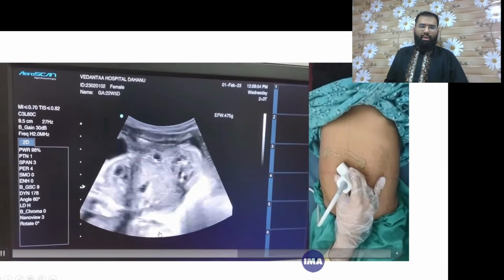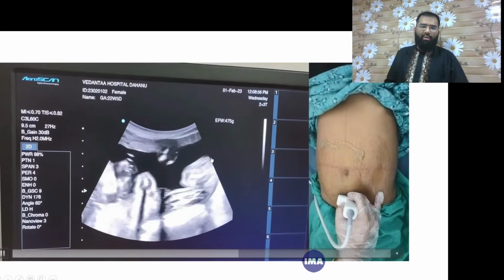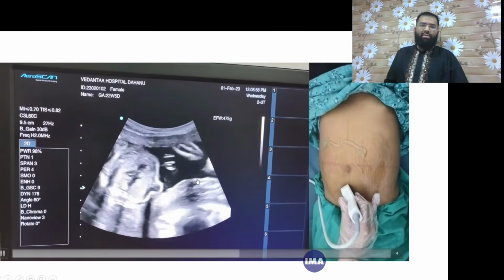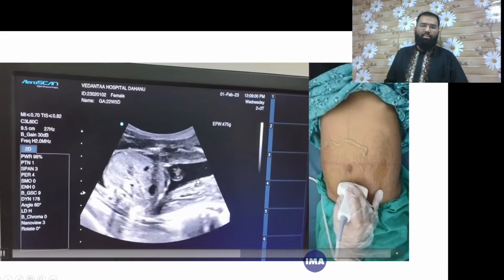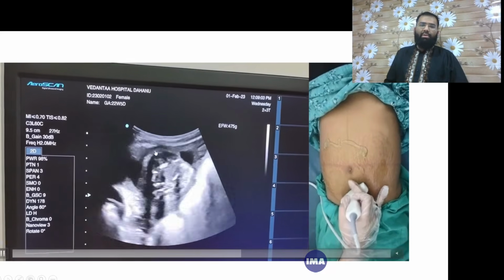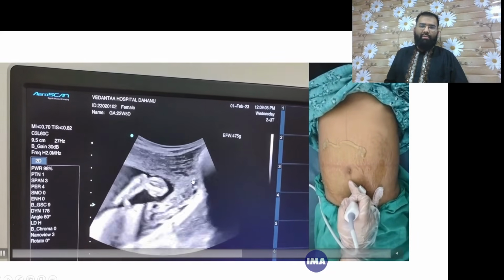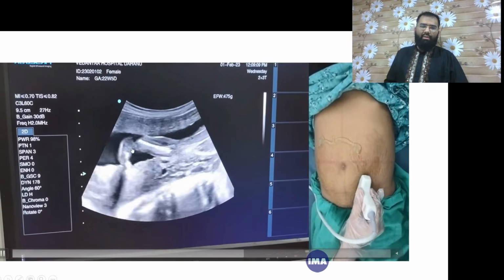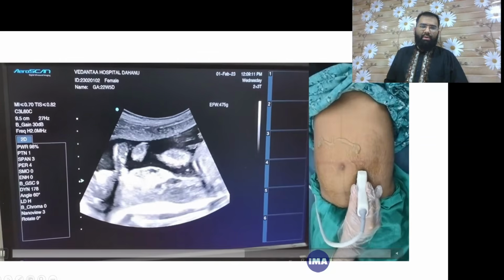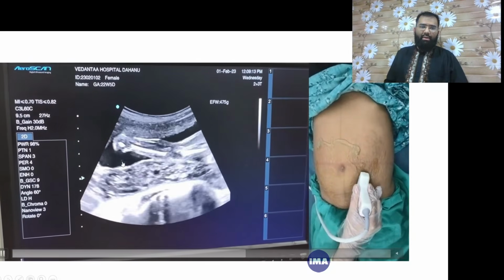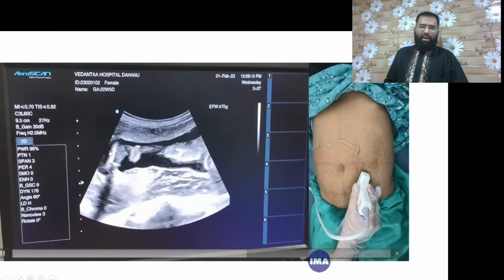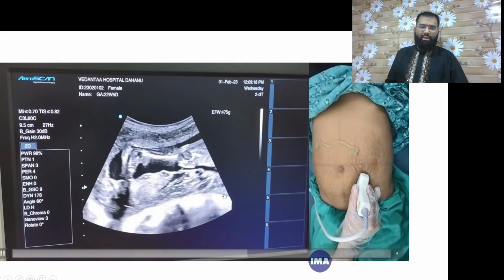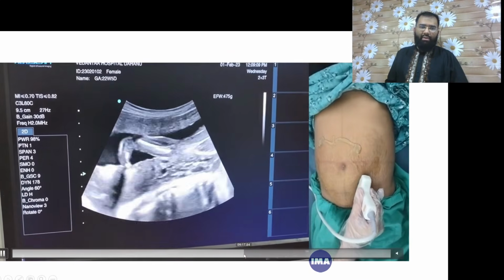Now we move and come to the lower limb. So again, we are locating the bladder. And once you see the bladder, I have told you to move your probe perpendicular, and you will be able to see the femur and tibia fibula. These are tibia and fibula, and this is the leg of the fetus. So here you are able to see the leg. You can clearly see how the fetus is extending.